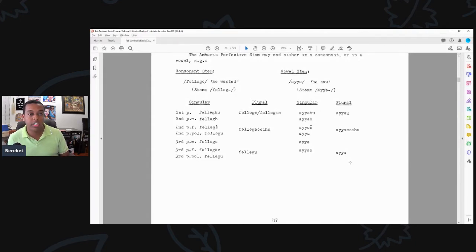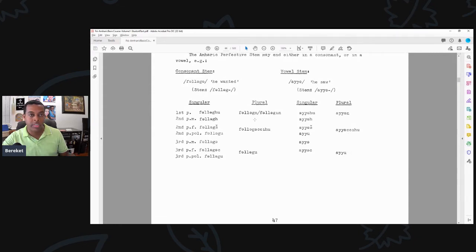masculine. Falagsh, feminine, second person. Falagu is that second person, polite. And then third person, masculine, feminine, you have falaga, falagach, falagu, again, that polite form. And then for the plural side, it's falagn, falagachu, falagu. Then coming over to aya, same thing here. Ayahu, ayah, ayash, ayu, aya, ayach, ayen, we saw, ayachu, ayu.